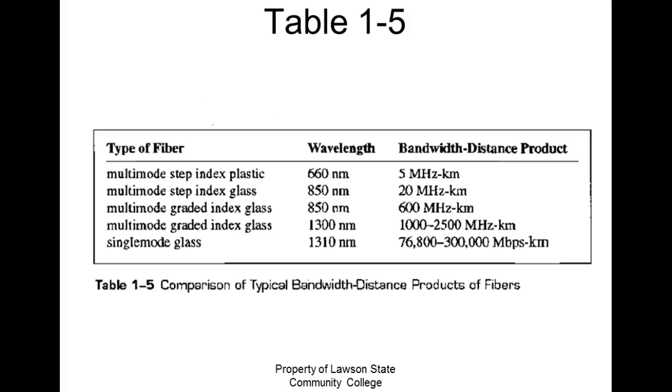and we'll look at some actual ratings. So multi-mode stepped index plastic. We run this at a wavelength of 660 nanometers, which would be visible, right? You understand? You can see this light. It has 5 megahertz per kilometer. Now, what does that mean? Well, that means if I run this cable a kilometer, then this cable would be okay. What if I needed to run it for 2 kilometers? Well, I couldn't get 5 megahertz, but I could get 2.5. Does that make sense?